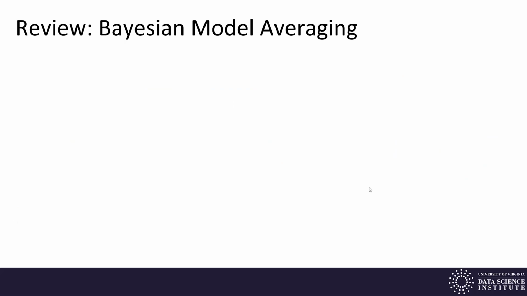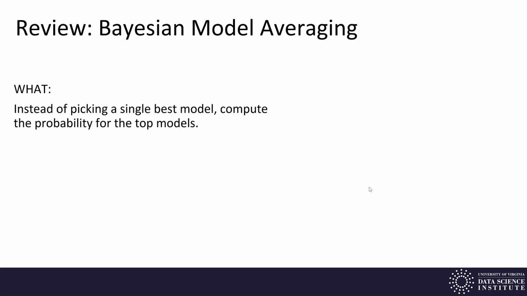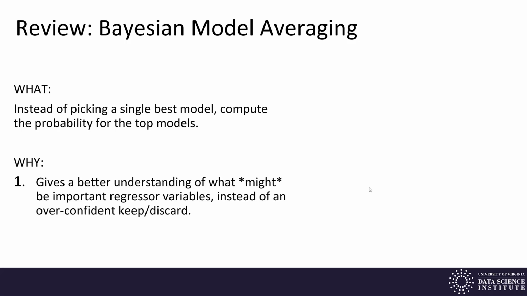Okay, so in review, we've talked about Bayesian model averaging and Bayesian model selection, or probabilistic model selection. And in Bayesian model averaging, instead of picking a single best model, we compute the probability for the top models. And that allows us to look across the top models and figure out which ones are really good, which ones are also worth considering. Why do we do this? It gives a better understanding of what explanatory variables or regressive variables might be important, instead of making an overconfident decision of what we should just keep or discard.